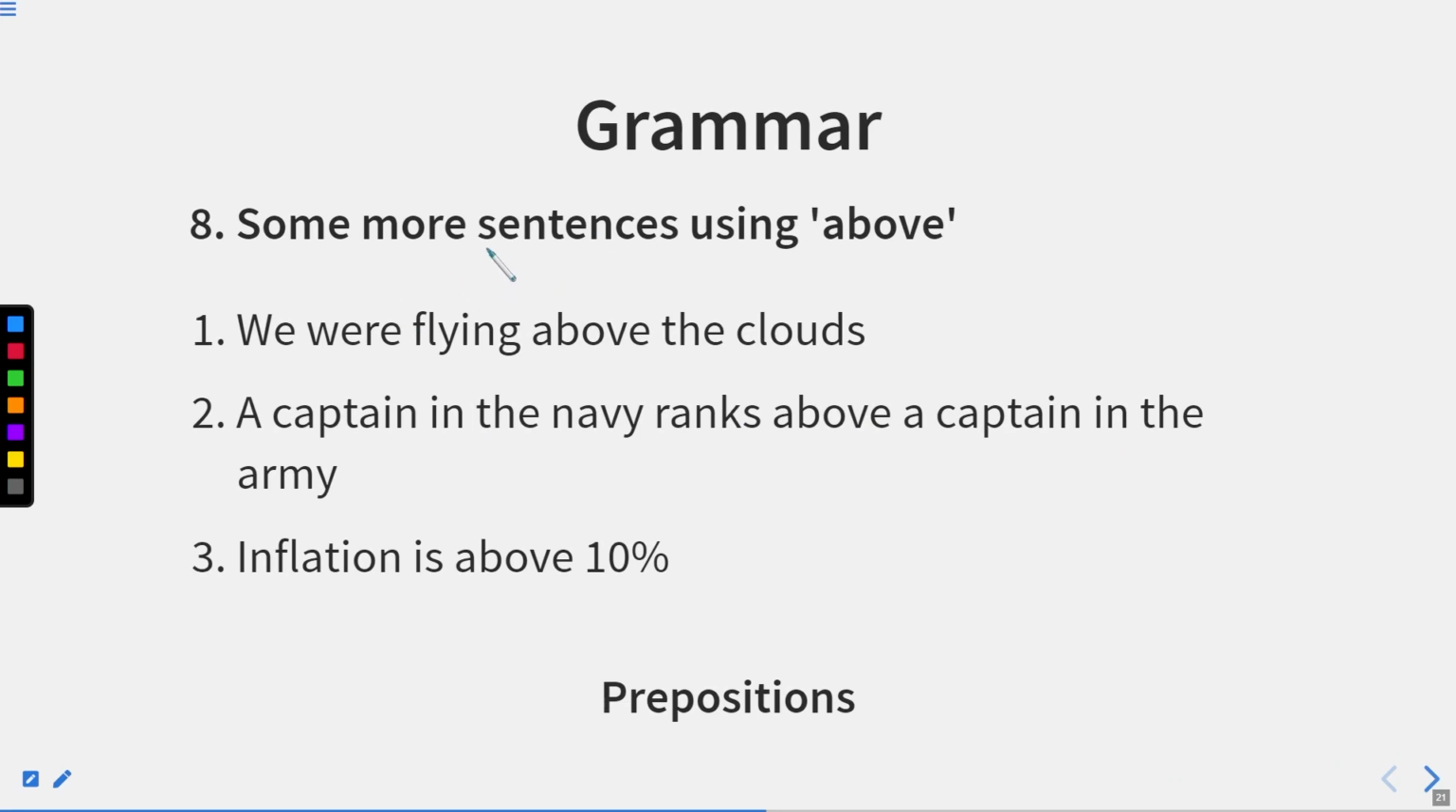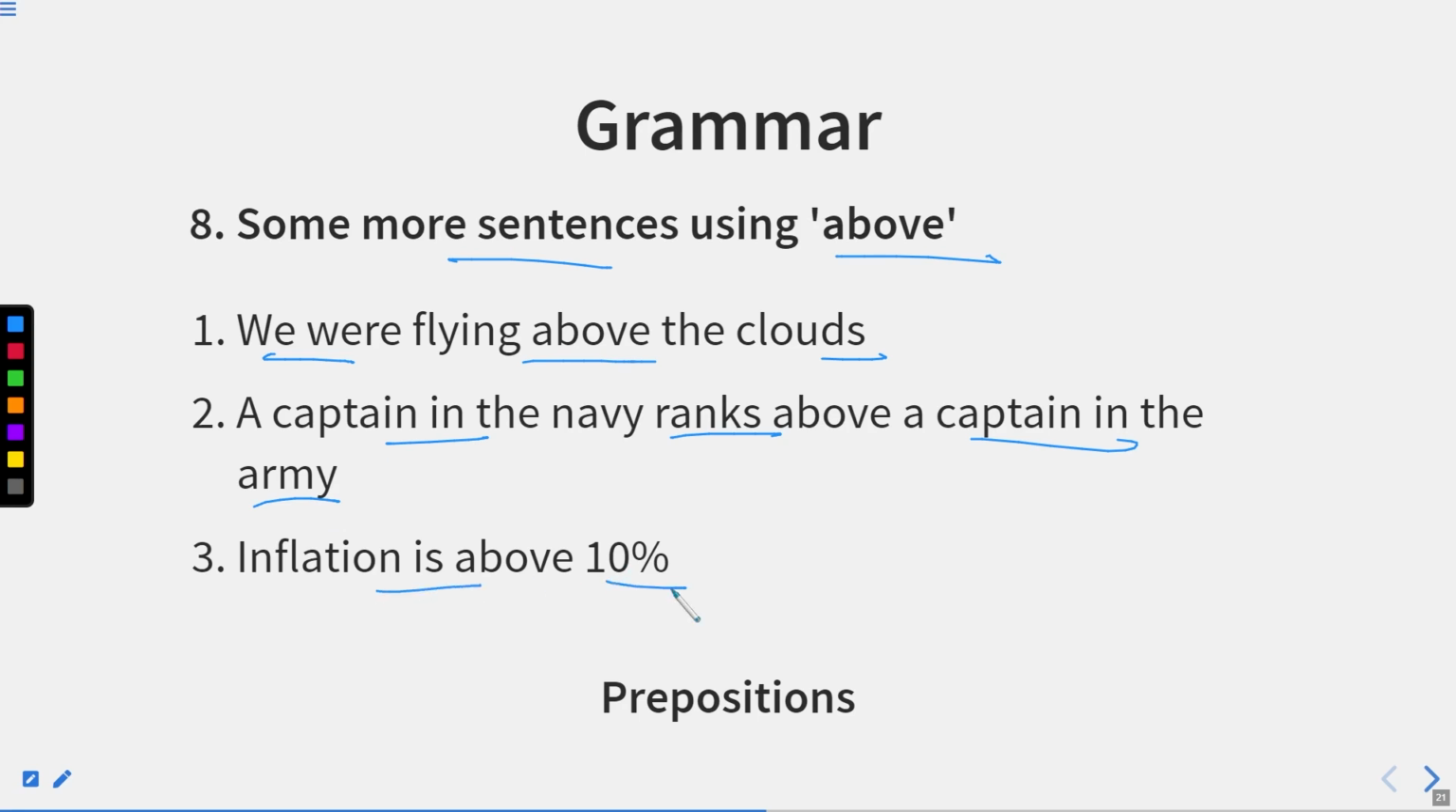Now, let us see some more sentences using preposition above. We were flying above the clouds. Now, of course, we are not flying, we are on the aeroplane, and the aeroplane was flying above the clouds. A captain in the navy ranks above a captain in the army. So here we are talking about ranks.